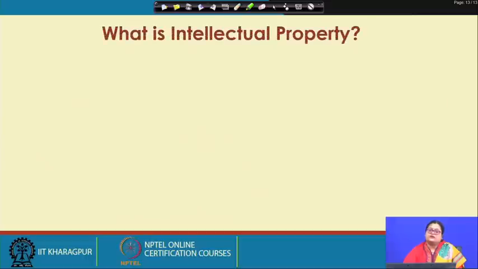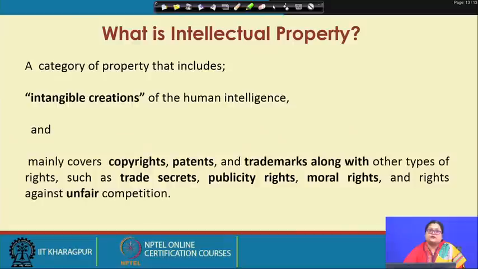So, first we are going to discuss what is intellectual property. So, intellectual property is a category of property which is the intangible creation of human intelligence, and it mainly covers copyrights, patents and trademarks along with other types of rights such as trade secrets, publicity rights, moral rights and rights against unfair competition.